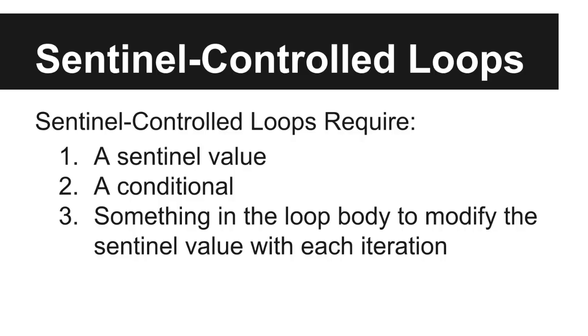This is some value that changes each time you go through the loop, and on whose change we determine whether or not to loop. We need a conditional that uses our sentinel value. Then we need something in the loop body to modify, or at least to update, the sentinel value with each iteration.